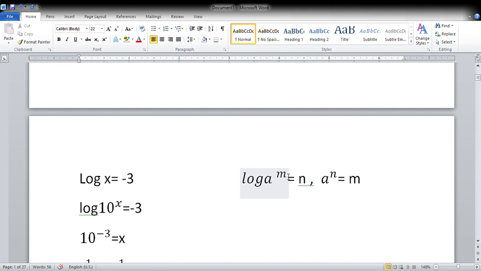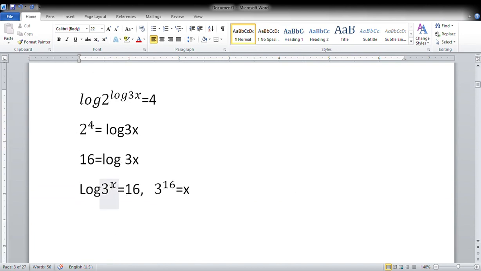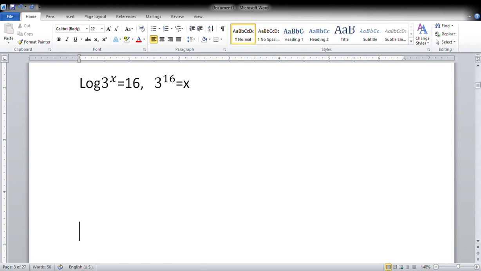Log m with the base a is equal to n, so a to the power n, this n comes to the power side, is equal to m. The same thing is happening here. Log x with the base 3 is equal to 16, so 3 to the power 16 is equal to x. Simple thing. This is the value of x, right?